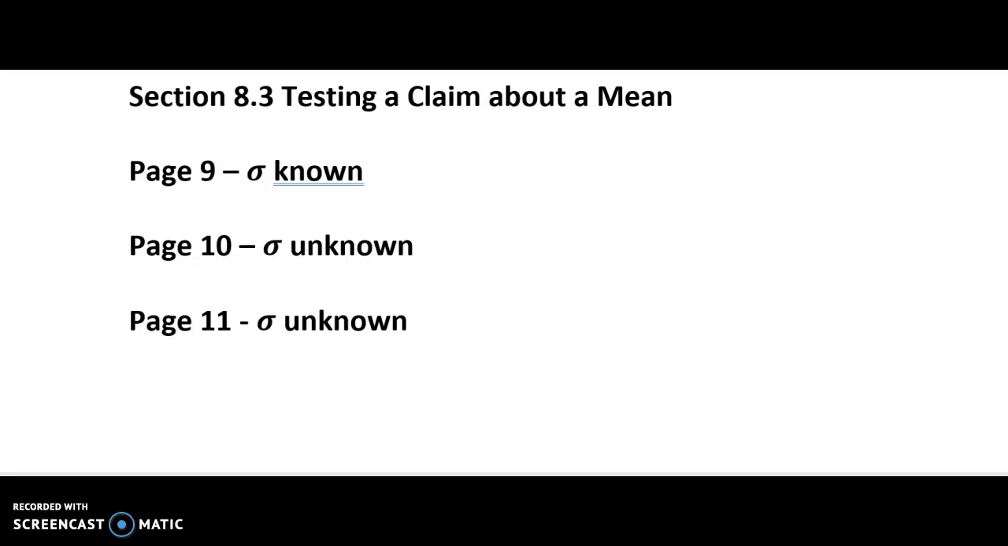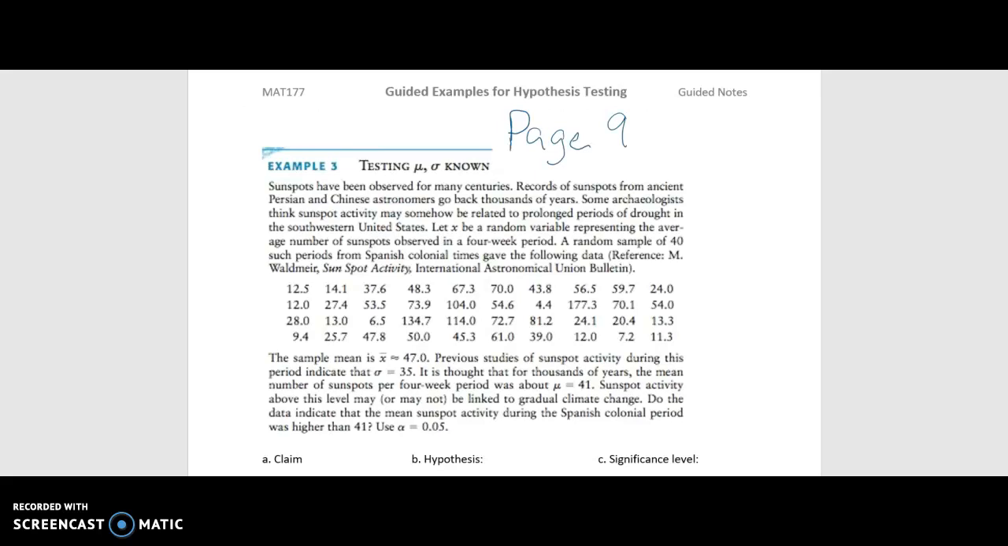Hello students, in this video I will be going over hypothesis testing of a mean with sigma unknown and sigma known. These problems come from the last 3 pages of the hypothesis testing examples packet. On page 9 we'll do a hypothesis testing example where sigma is known, and on pages 10 and 11 we'll do examples where sigma is unknown. Please have your packet ready. The first example can be found on page 9.